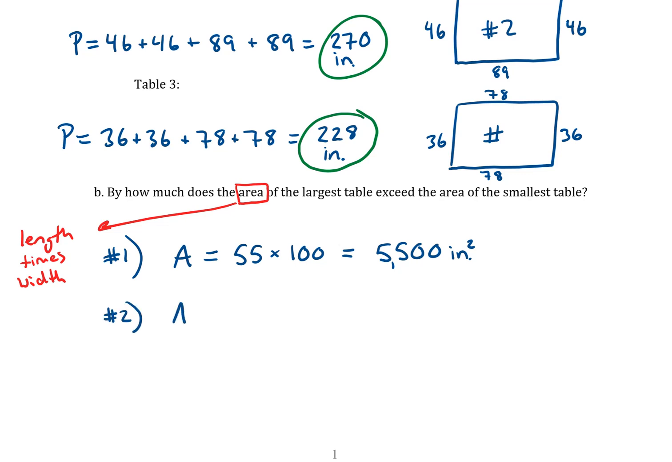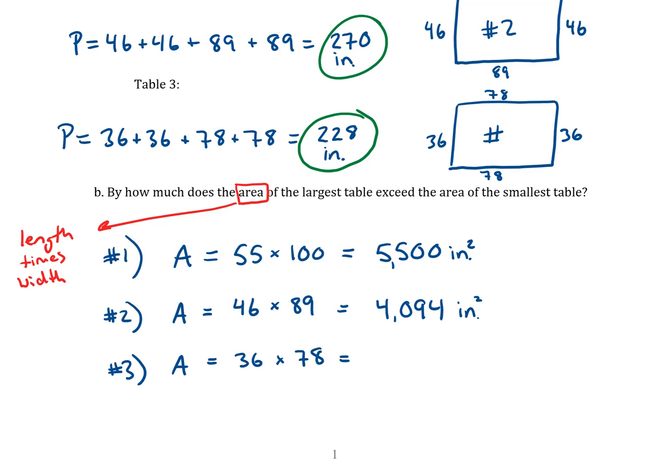Okay, table number 2, the area would be 46 times 89. And 46 times 89 is 4,094. Again, I did this previously on a calculator. And table number 3 would be the 36 times the 78. And if we multiply those two numbers, we get 2,808. And that's, again, square inches. Now, the length times width, width times length, the order of these numbers doesn't matter as long as we have one of each.